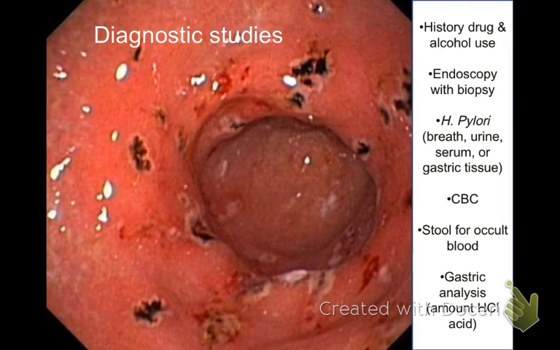Radiological studies aren't helpful because the superficial is generally not involved, because this is all the way in where the mucosa is. Like I said before, a CBC may show anemia from blood loss or lack of intrinsic factor. And then H. pylori, they can test breath, urine, serum, or gastric tissue. The endoscopy would be where they do the gastric tissue. And then your gastric analysis test measures contents of a fasting person for acidity, appearance, and volume.